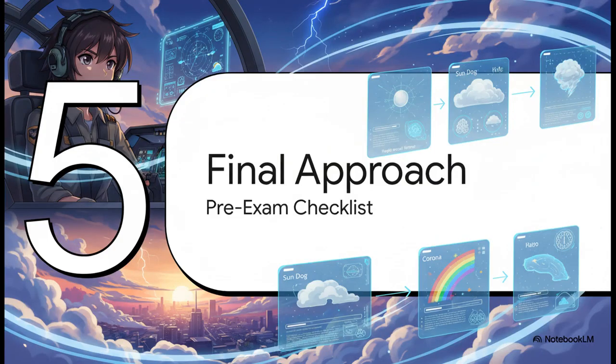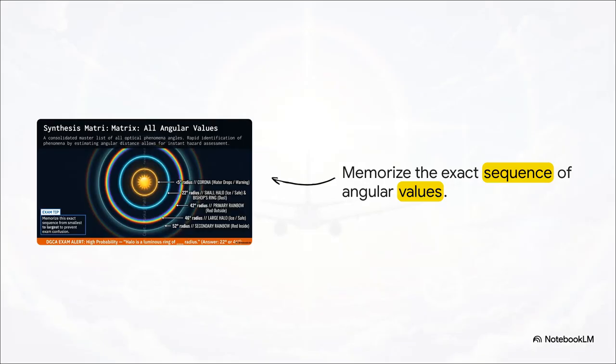Section 5. Final Approach Exam Checklist. Pre-exam memorization matrix. All right, we need to synthesize all this atmospheric data into a rapid recall format. Structured memorization is absolutely key here. You must memorize this exact sequence of angular values from smallest to largest to prevent any confusion on the exam. Less than 5 degrees, that's the corona. At 22 degrees, you have the small halo and Bishop's ring.